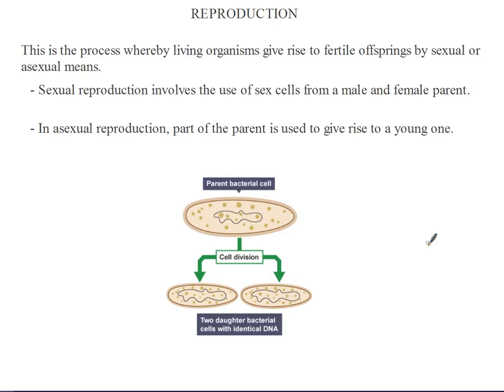That is what we call asexual reproduction. Now, for the sexual reproduction, it involves sex cells. In humans, you get the sperm from the dad, you get the egg from the mom, they fuse and then they start dividing to produce a young one. But with the asexual reproduction, you just get part of the adult and then it will develop a new baby, just like this bacteria here.